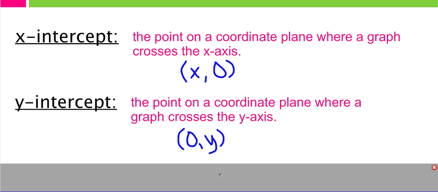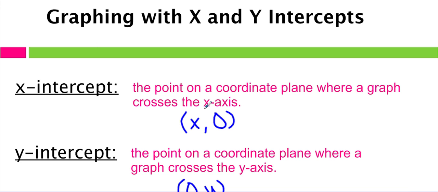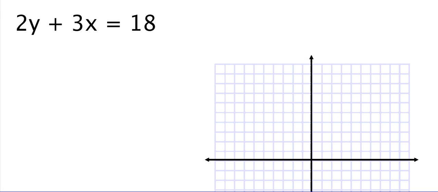Let's look at some examples so that you can apply graphing with x and y intercepts. First up, we have the equation 2y plus 3x equals 18. We're going to start off and first find our x-intercept. Remember, with an x-intercept, the y value in the ordered pair was always equal to 0. Therefore, in our equation, we're going to substitute 0 in for our y value.